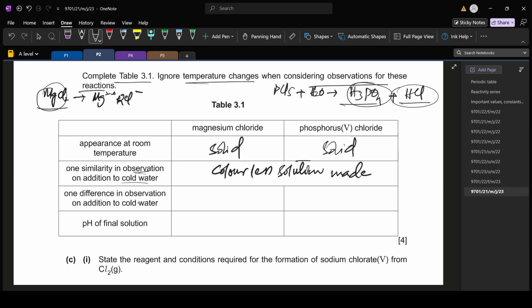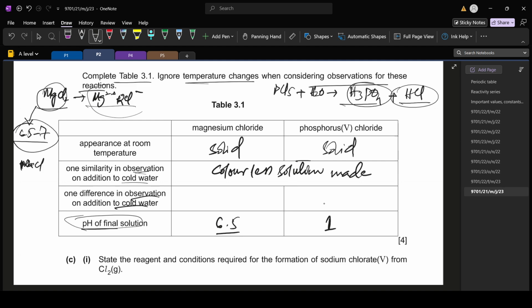Okay. Now one difference in the observation. So if you see that this magnesium chloride has actually a pH of 6.5 to 7. You have to remember this pH. Actually, we write this pH of magnesium chloride as 6.5. NaCl, sodium chloride, has a pH of 7. So let's ask you in the next part. So the pH of the final solution will be 6.5 for this magnesium chloride, and for the other, these are strong acids, so the pH will be 1 to 2.